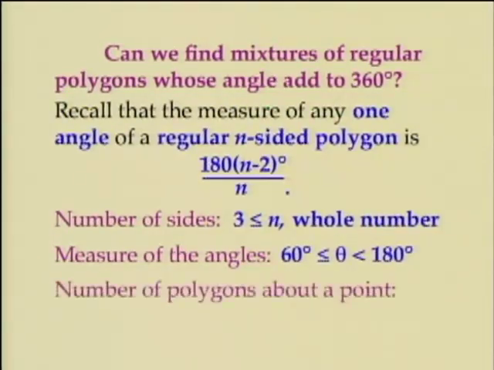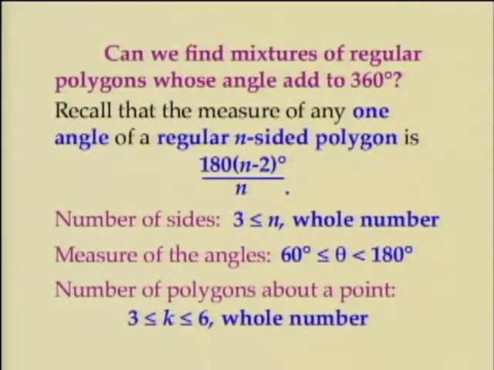And then lastly, how many polygons can I put around a point? Well, because the angle measures are less than 180, I have to have at least 3. And because the smallest angle is 60, if you take 360 and divide by 60, you get 6. So there is a limitation to the number of different types of combinations I can have around a point. I've got between 3 inclusive, 3 and 6 polygons around a point.